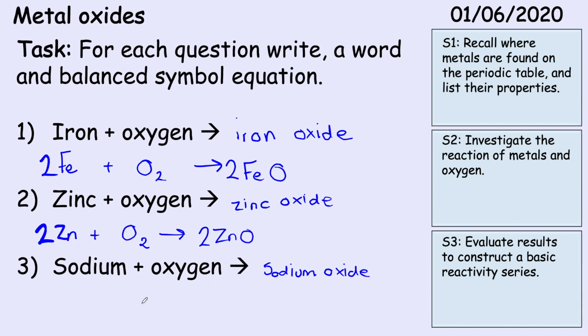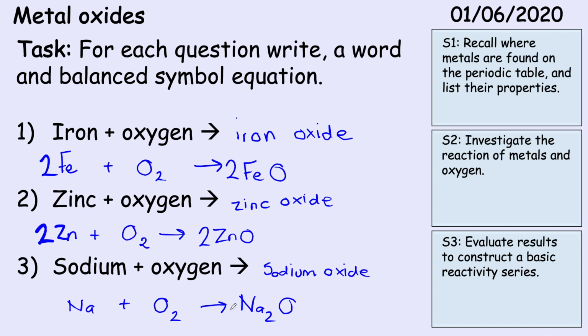But the balanced symbol equation is slightly different, so we'll look at that now. Sodium is Na. O2 for oxygen, that stays the same. Now this goes to Na2O. And the reason for that is the same reason that ZnO is not ZnO2. The charges have to balance. Sodium has a 1 plus charge, so having 2 of them gives us an overall 2 plus. Oxygen is 2 minus, so they balance.